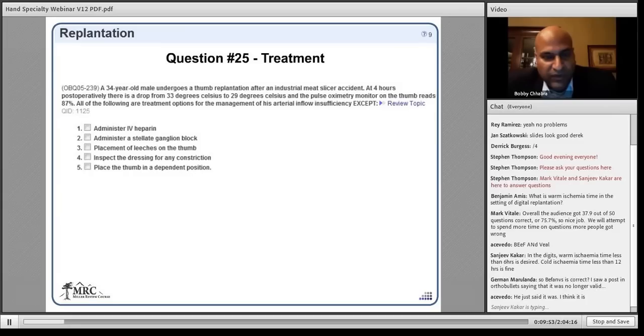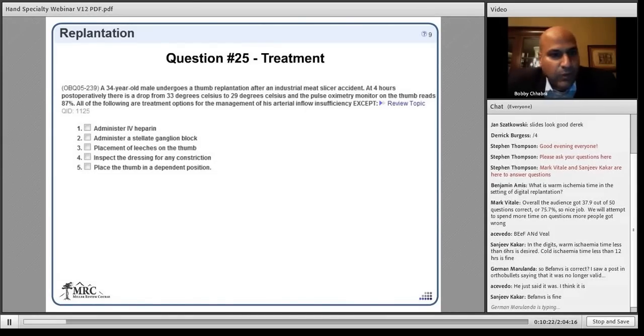So some key points in this question is that at 4 hours, as mentioned in the previous slide, when your replant starts to fail it is likely an arterial problem, an arterial insufficiency. If it's after 12 hours, it's usually a venous congestion problem. So this is 4 hours, and the temperature has dropped. A good way to monitor replants is temperature, and a drop in the temperature suggests that your replant is going south.